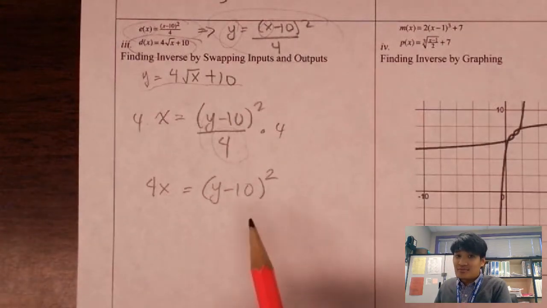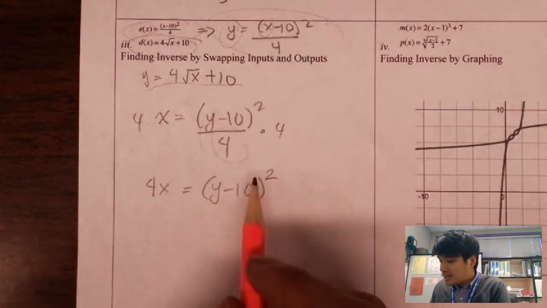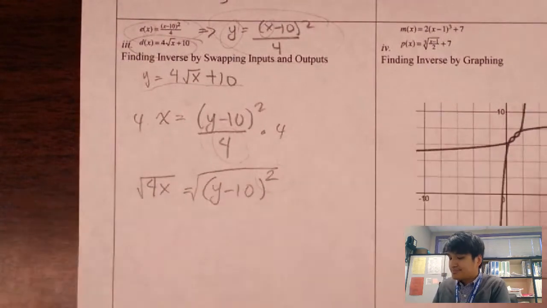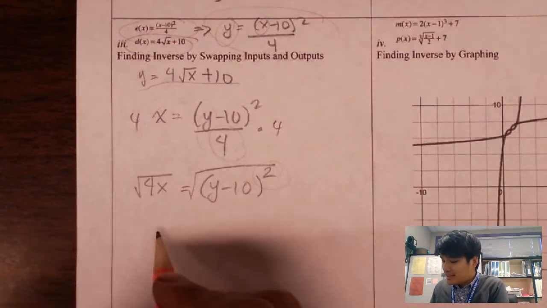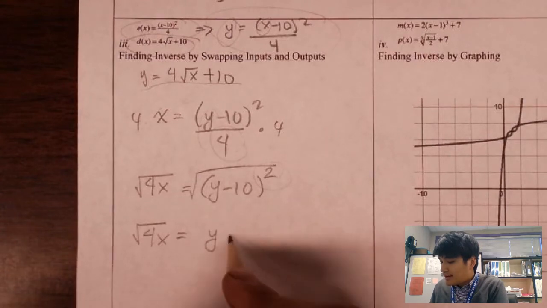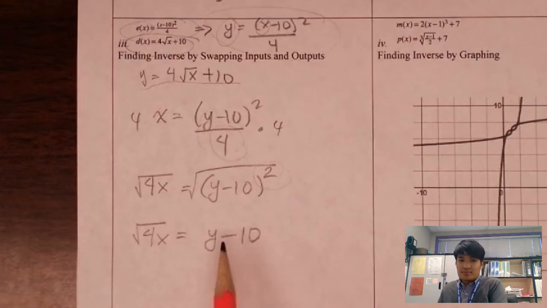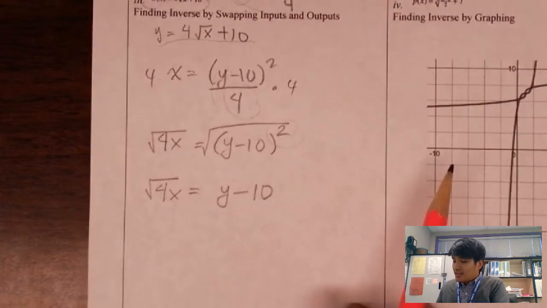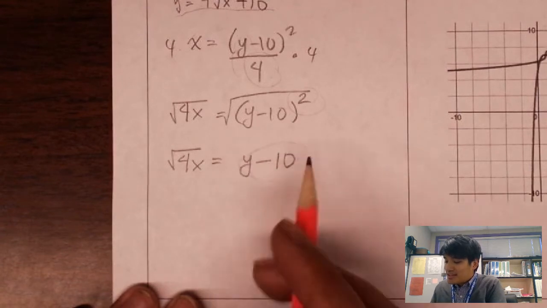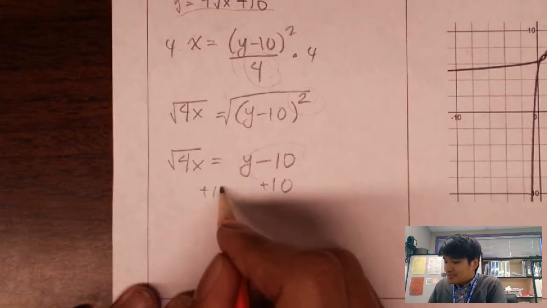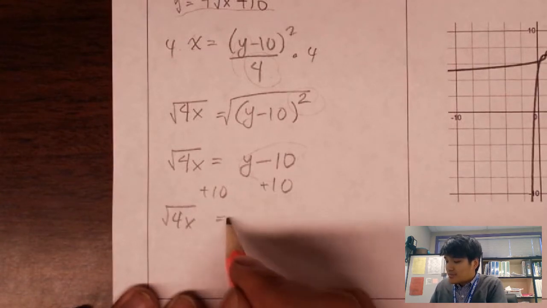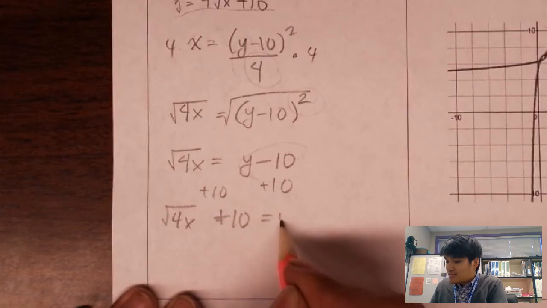Right? You can see that? Nice. So now, to get rid of this square, I just need to square root both sides. This gives me the square root of 4x is equal to y minus 10. Okay, see, the square root's all gone now. Now the very last step, actually not quite the very last step, is we got to add 10 to both sides. So in this case we get the square root of 4x plus 10 is equal to y.